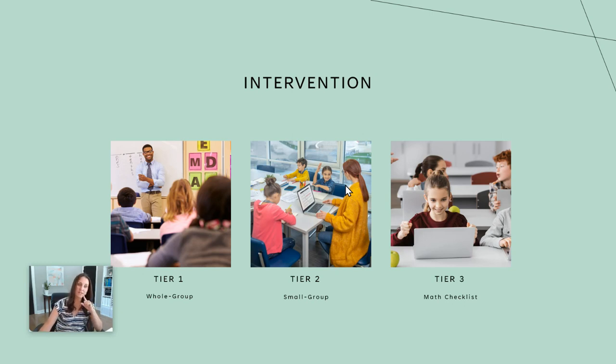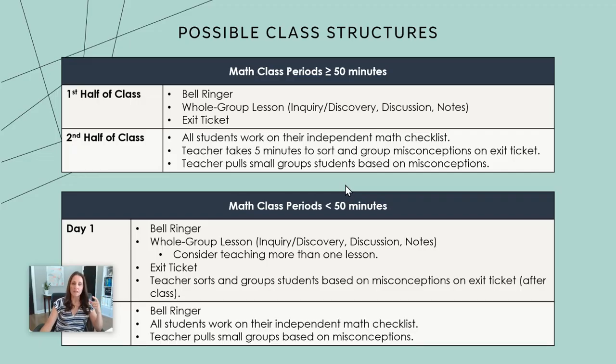I will talk more about the personalized math checklist in a minute, but this kind of gives you an overview of how you can do Tier 1, Tier 2, and Tier 3 interventions in each class period. So what does that look like more practically? These are some possible class structures that you could use.